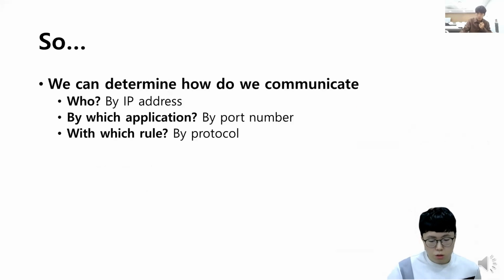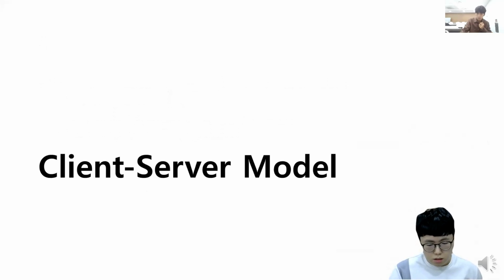So we know the IP address, port number and protocol, but let's look at a basic architecture to communicate using these ingredients. It is called the client server model. It is one of the communication architectures.